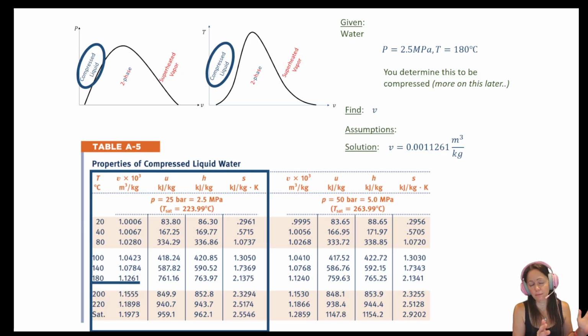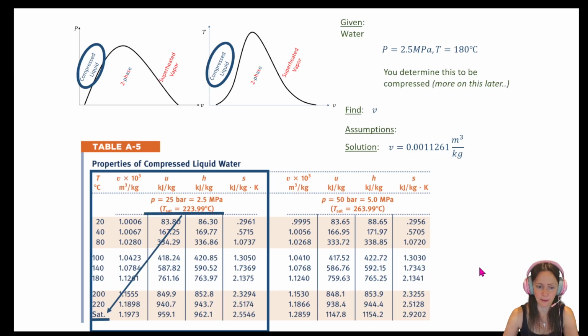Easy peasy. I'm sorry, 0.00. I did it, didn't I? 0.001261 meters cubed per kilogram because it's been multiplied by 1,000 already. So easy peasy. That temperature up there is the saturation temperature at 25 bar. So you'll notice that that's going to be the last row in this box corresponding to compressed liquid water. So at 25 bar, right, as we go up 20 degrees, 40 degrees, 80 degrees, we can only go up so high until we move into that two-phase region, and that will occur at the saturation temperature.